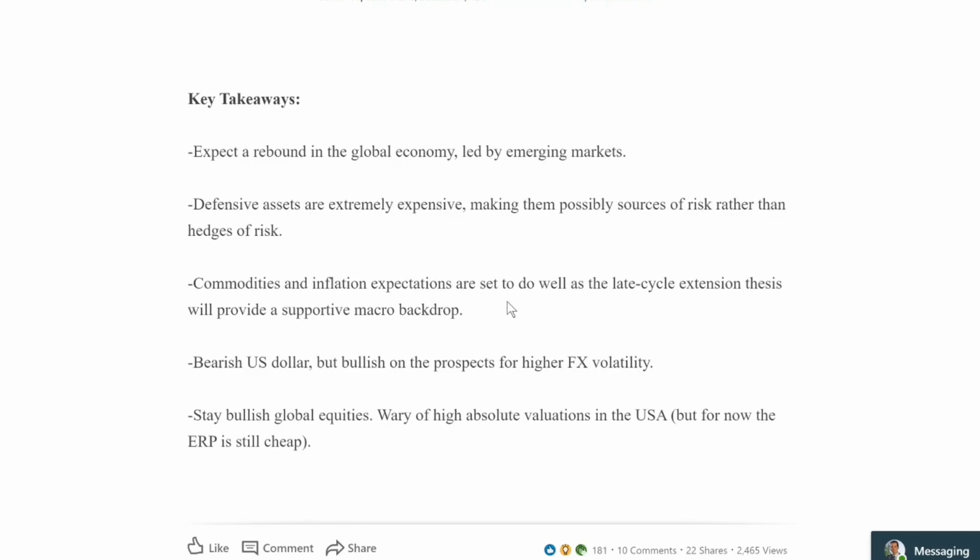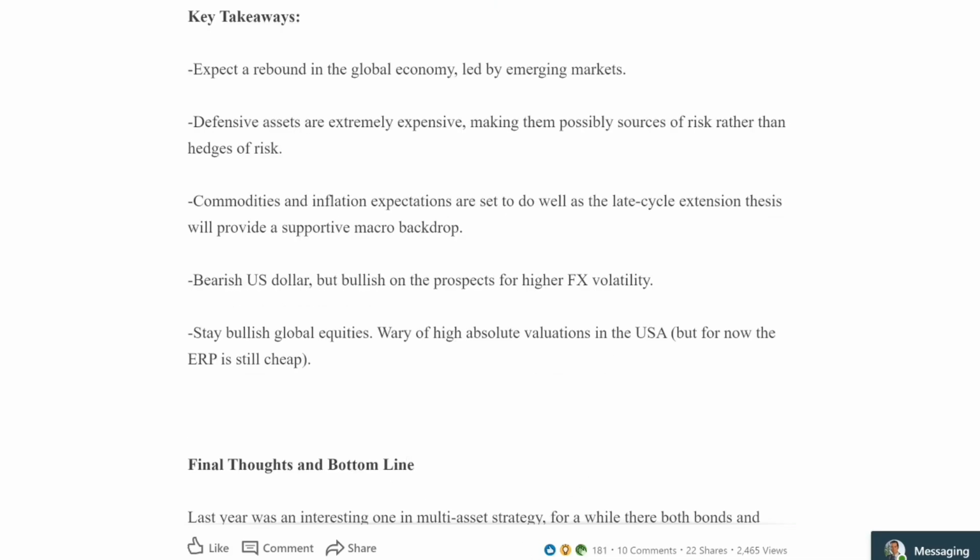Commodities and inflation expectations are set to do well, as the late cycle extension thesis will provide a supportive macro backdrop. Bearish US dollar, but bullish on the prospects of higher FX volatility. Stay bullish global equities, but wary of higher absolute valuations in the US. For now though, the equity risk premium is still cheap.